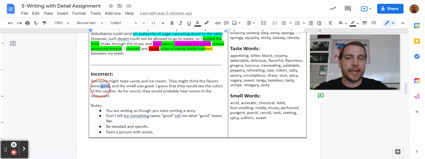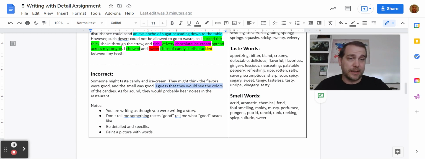when students say flavors were good, okay, well, what is good? What does good look like to you? What does it mean when something tastes good? Is that because it tastes sweet? Does it taste good because it tastes salty? What is it about the taste that is good? Be specific. The smell was good. Well, what does that mean? What smells good? You also say things like, I guess they would see colors of the candies.